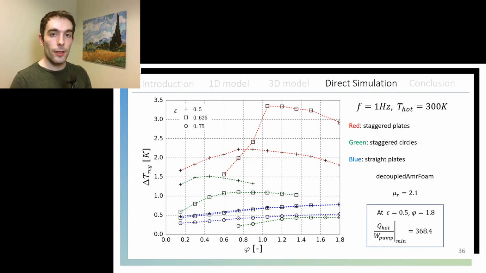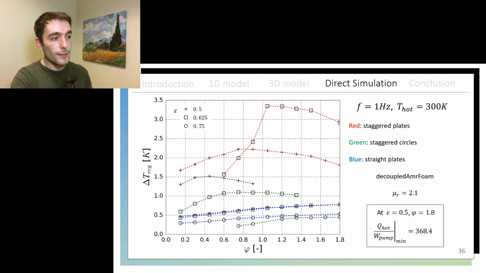So finally I present you the solution of the thermodynamic cycles of the last three geometries we have seen in the last slide. That would be red for staggered plates, green for staggered circles, and blue for straight plates. And the last two, staggered circles and straight plates, follow what we have seen in the literature. As we go increasing the porosity of those cases, the decrease of the Nusselt number overwhelms the positive effect of reducing the demagnetization losses and the conduction losses of higher porosity cases.